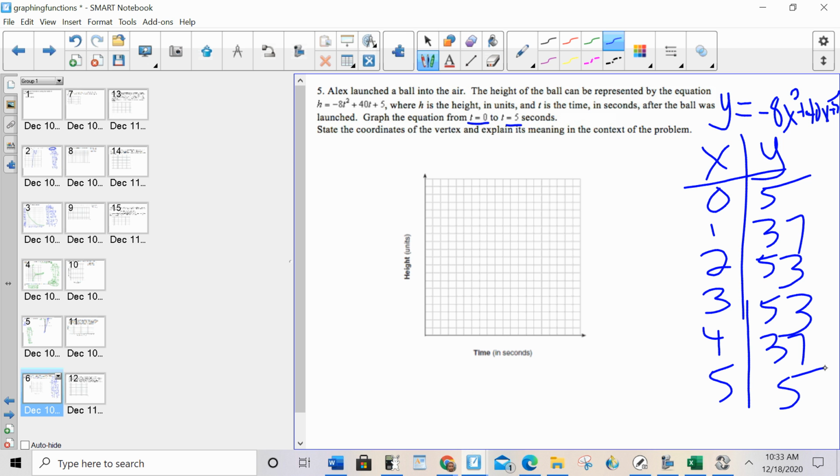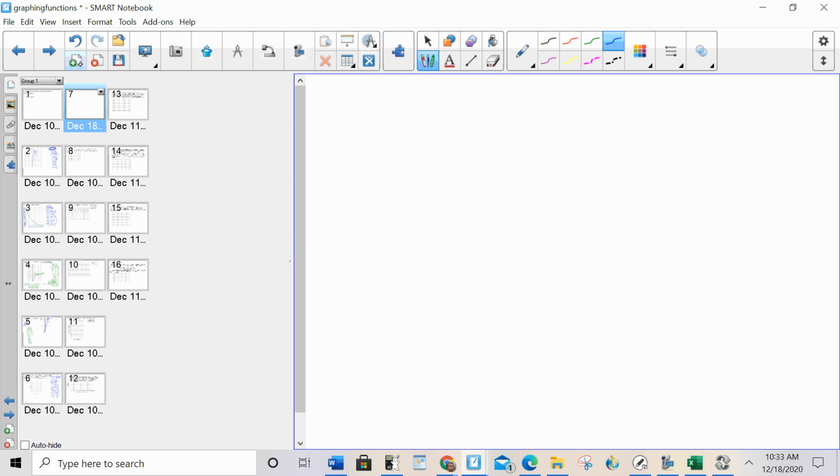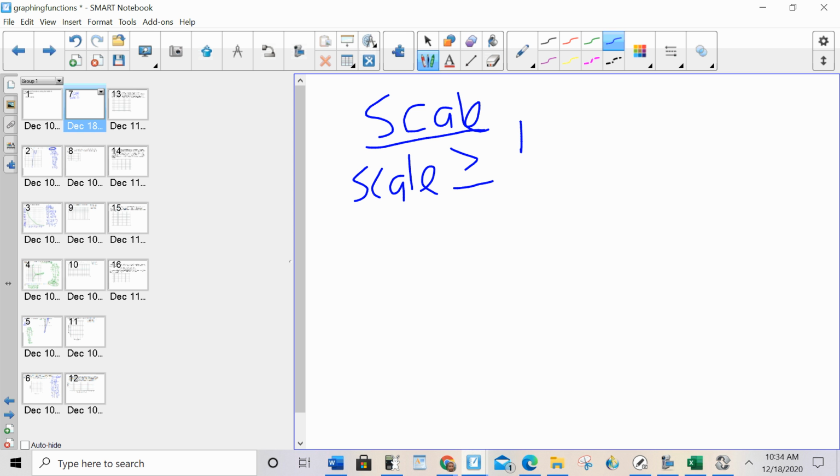Now, let's talk about scale. And this is the first time we're doing this. I'm going to put a new page for this. This is very important, especially for the examples later on. For scale, to find the scale, how much you want each box to be worth, the scale must be greater than or equal to the max divided by the number of boxes.